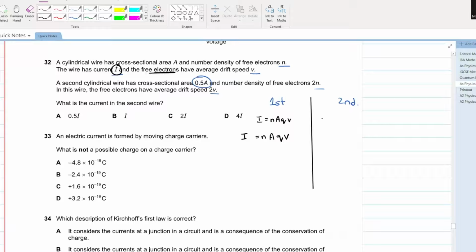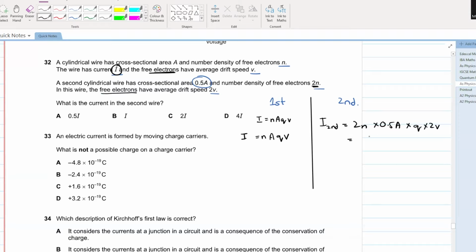Let's calculate the current for the second wire. The current for the second wire will have how many number of electrons? 2n. You can see here it has 2n number of electrons. The area is 0.5 A. The charge is Q because they are also free electrons. The drift velocity is 2v.